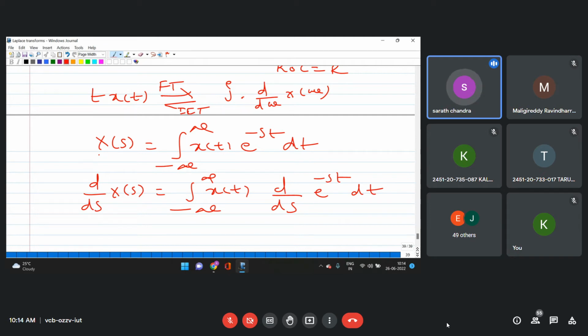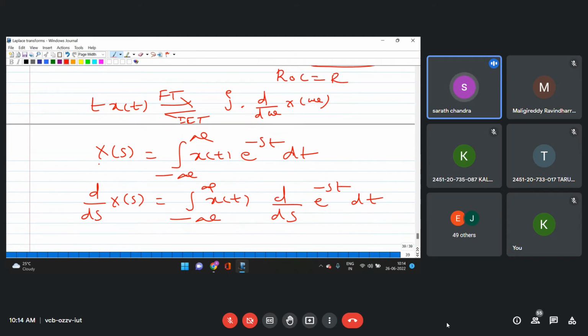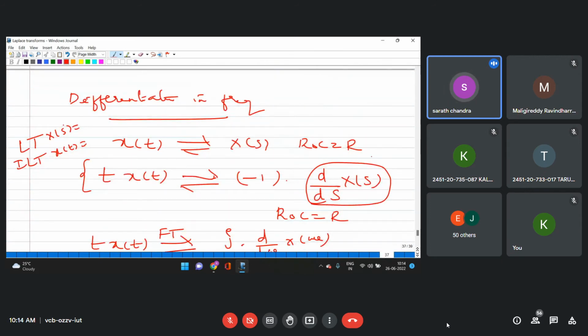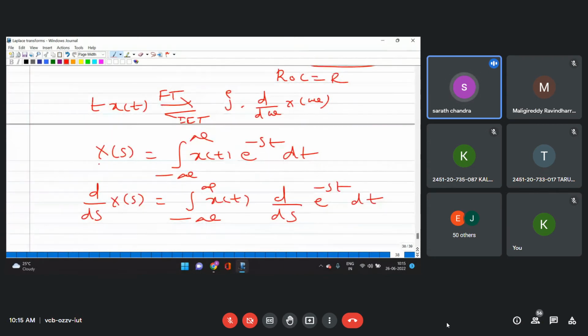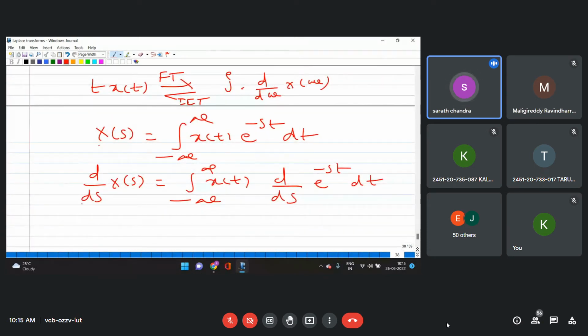Is that fine now? Yes. So what can be done here? See, this part is done. So minus 1 should get multiplied to this. Only the one left is minus 1 should get multiplied to this. So minus 1 now.